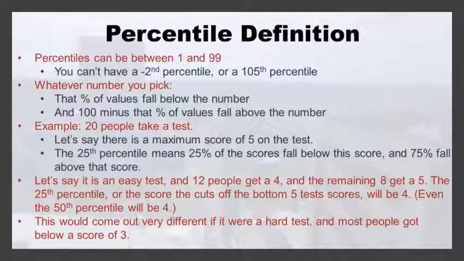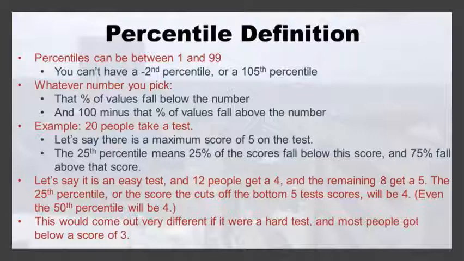Okay, so anyway, an example: let's say 20 people take a test, and let's say there's a maximum score of 5 on this test, so only 5 points. The 25th percentile means 25% of those scores will fall below this score, and 75% will fall above that score.